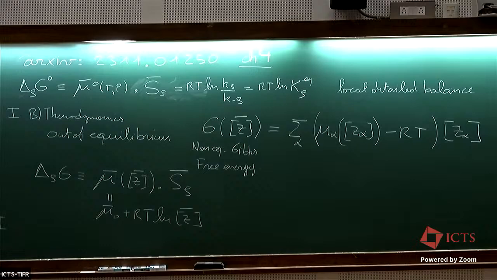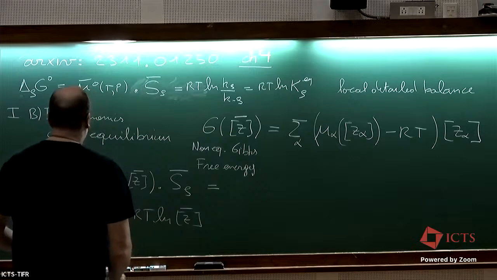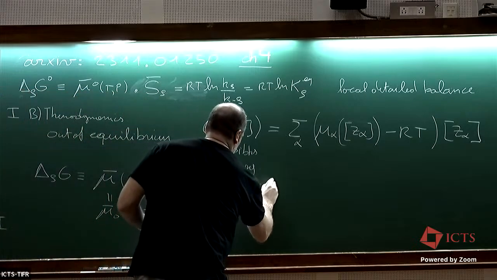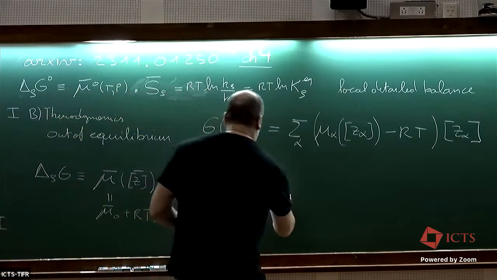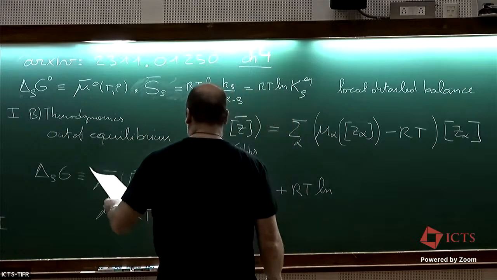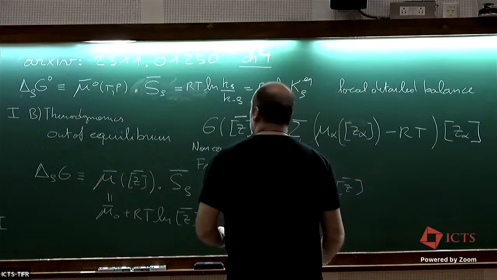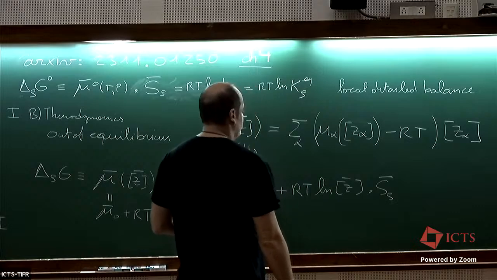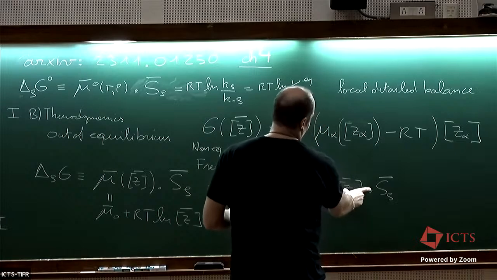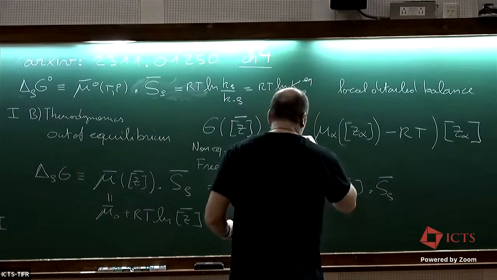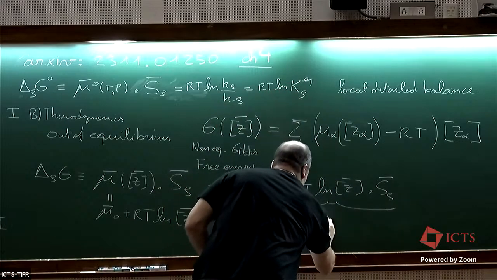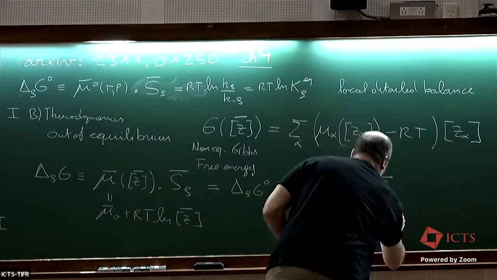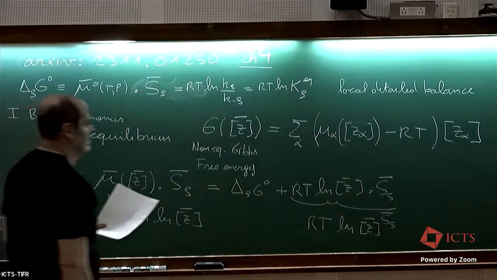Okay. So because of that, we can split this into the mu zero part that corresponds to the delta G zero, and the remaining part that is the RT log of the concentration multiplied by the stoichiometric matrix. And remember that this is a log of a vector. You have to think of it component-wise. So I can transform this as RT log of, with the notation that I defined yesterday, Z to the power of the stoichiometric matrix with a minus sign.